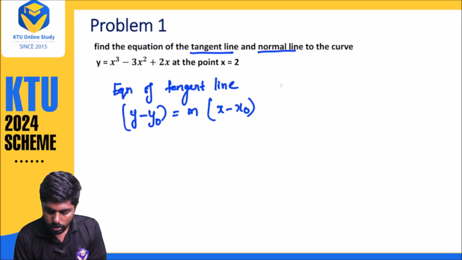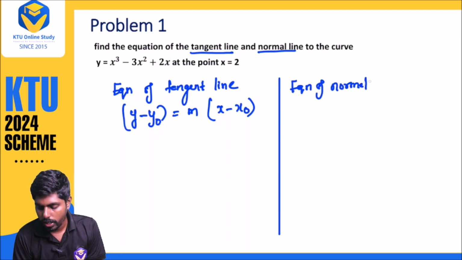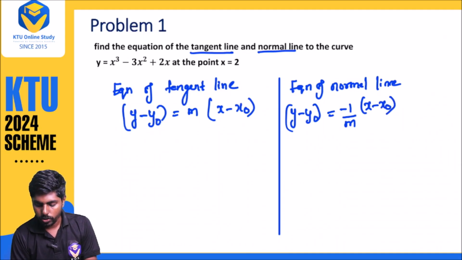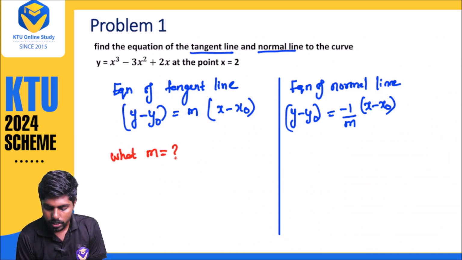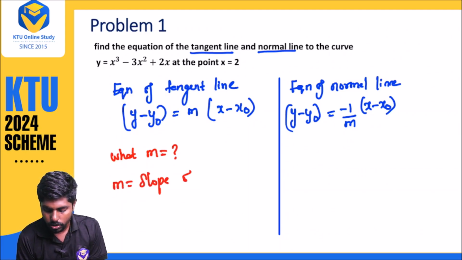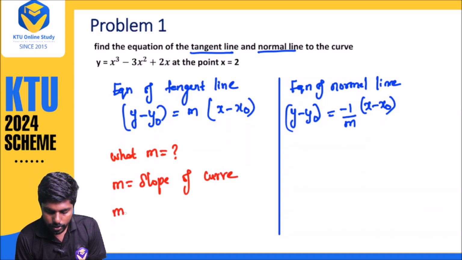And what is the equation of normal line? That is y minus y naught is equal to minus 1 by m into x minus x naught. So you want to identify what m is. m is equal to the slope of the curve, which we have learned. What is the slope of the curve? m is equal to dy by dx.